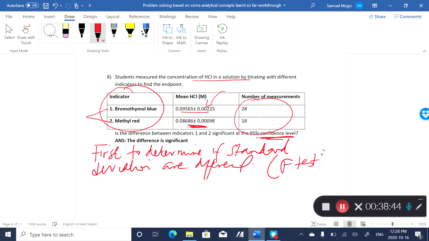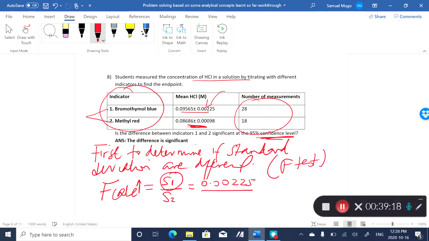You guys, this one was fairly simple, so I won't go into great detail. You have to calculate F in the F test. So you take the standard deviation of method 1 and the standard deviation of method 2. Remember, the F value always has to be greater than 1, and so the numerator should be the standard deviation that is bigger. And so you get 0.00225 is the bigger one.